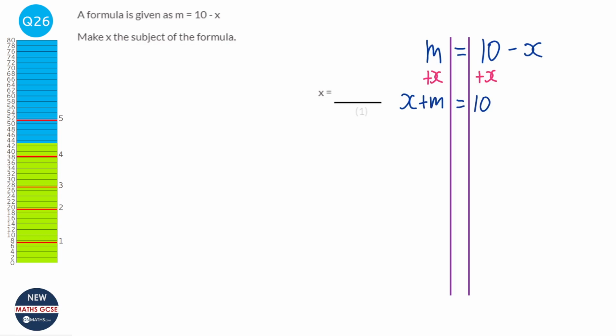Then we want to get rid of anything on the left-hand side that's not this x. So we want to get rid of this plus m. We're going to do that by subtracting m from both sides. So we've got x equals 10 minus m. So our answer is x equals 10 minus m.